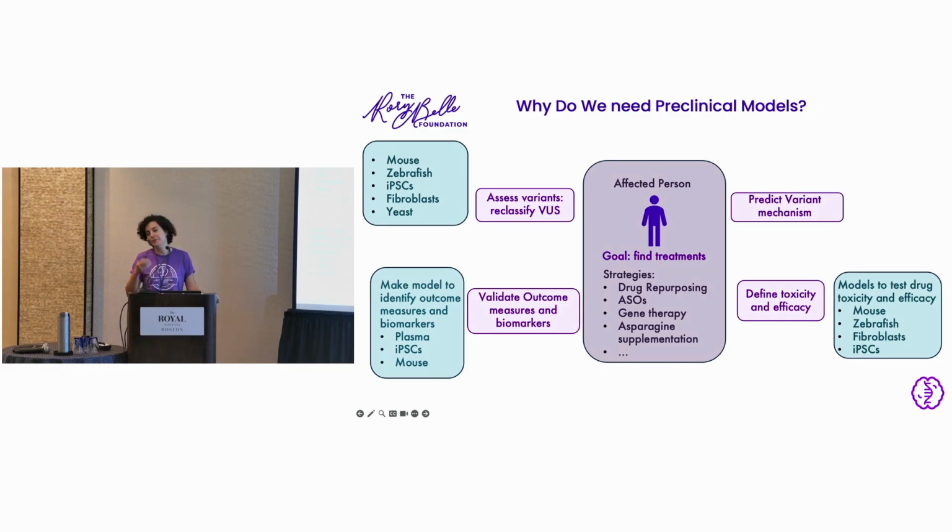And last one, I mean, there's many others, but also predict variant mechanism, right? For example, we talked this morning about how having two inherited variants or one de novo variant could give you access to different treatments. And that's something that we're able to study in cells and in the plasma and with functional experiments, and that we can do in preclinical models.